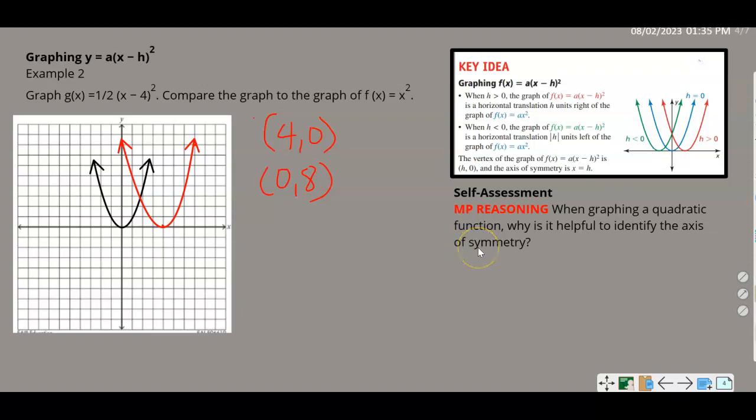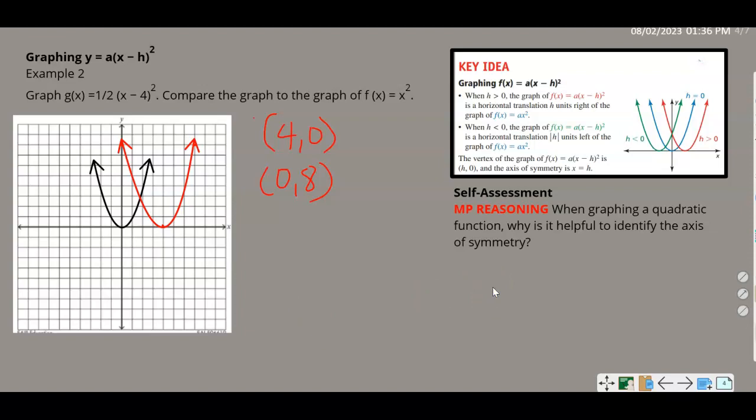All right, take a couple minutes, look at the self-assessment. When graphing a quadratic function, why is it helpful to identify the axis of symmetry? So go ahead and jot down your thoughts on that, and when you get ready, unpause the video and let's talk about it. All right, hopefully you paused the video, took a couple minutes to think about this and jotted down your answers.